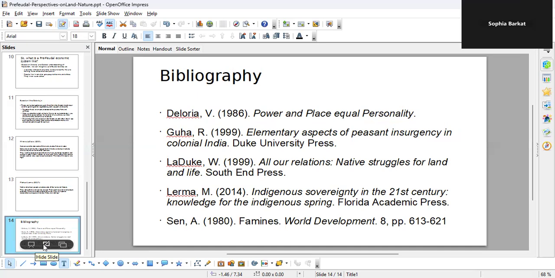So here's a bibliography. Check these out when you get time. Of course, we learned Vine Deloria Jr., Winona LaDuke has been linked. You are not required to read Ranajit Guha and learn about peasant insurgency in colonial India. You may check out Amartya Sen's paper on famines in world development. It's quite interesting. And so these are the books which I discussed, or the writings.